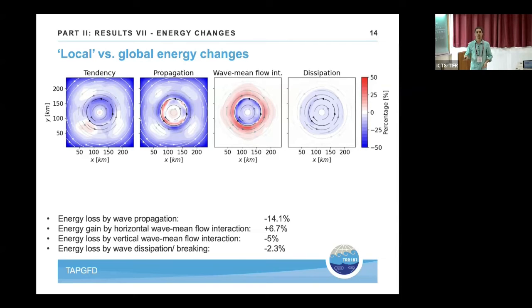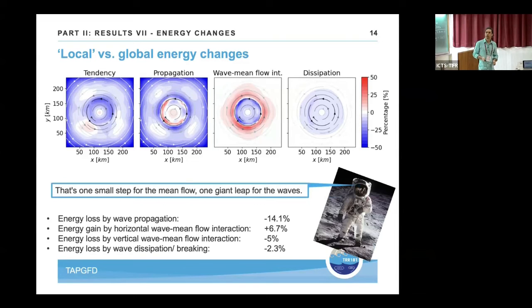We have the same simulations with cyclic boundaries, but then it doesn't change the percentages. Okay? So I was saying that the eddy is much more energetic than the wave. So actually these energy changes that add up locally to 50% of the energy of the wave cause less than 1% of energy change for the eddy. So we can say that that's one small step for the mean flow, but one giant leap for the waves.